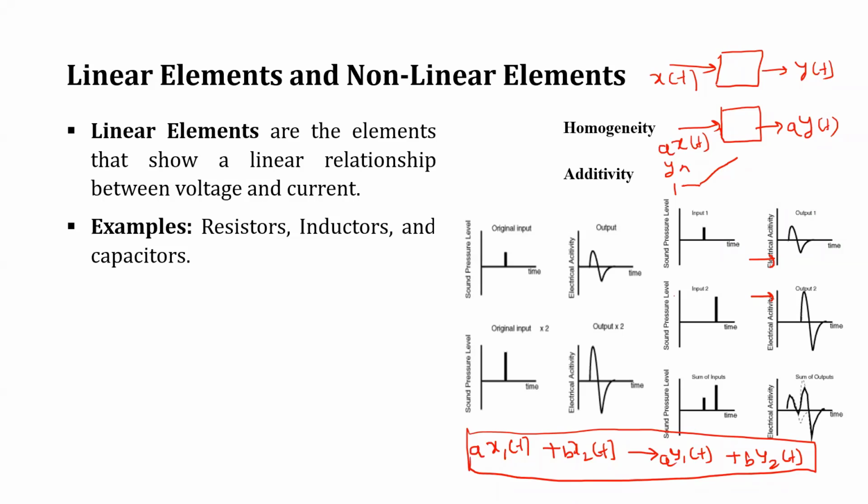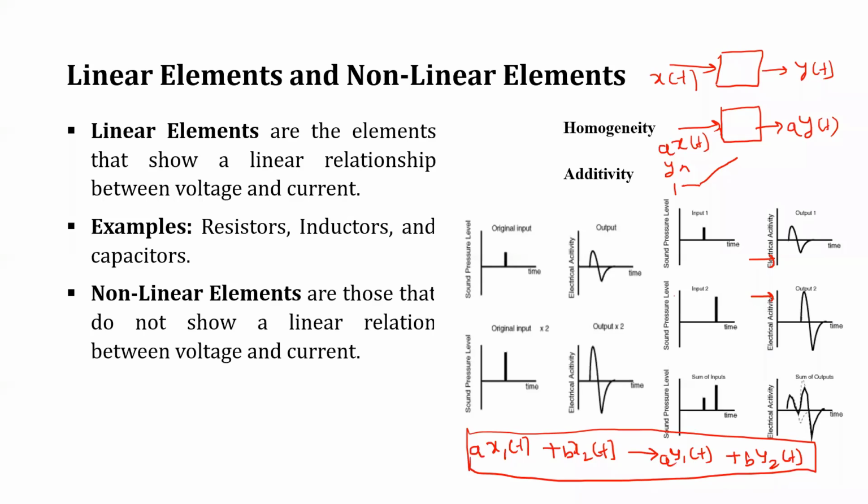All right. Examples for linear elements: transistors, inductors, and capacitors. Now, what do you mean by non-linear elements? These are those that do not show a linear relationship between voltage and current.